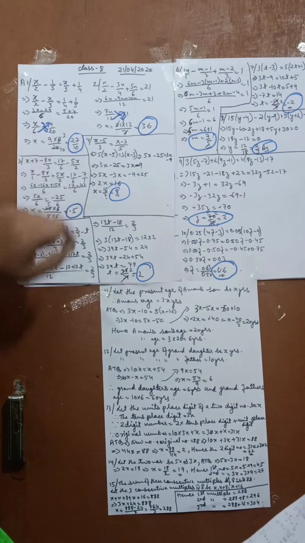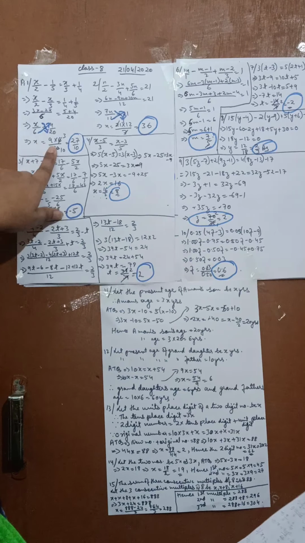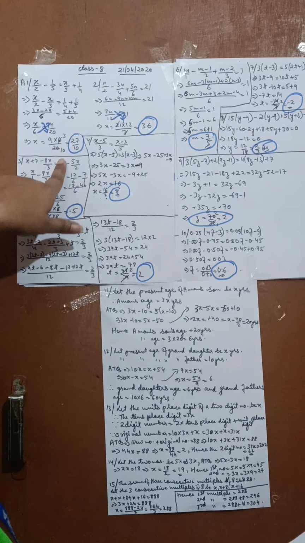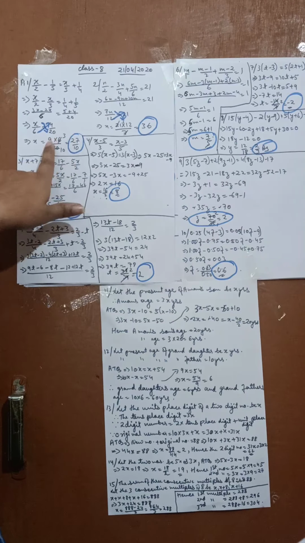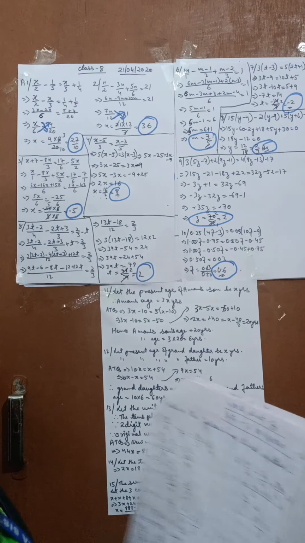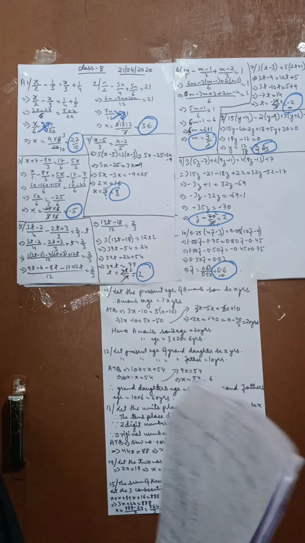So now we'll cross multiply it. After cross multiplying, we'll get x is equal to 9 into 6 divided by 20. So 2 3s are 6, 2 10s are 20. So 3 into 9 is 27 and 10 is the denominator. So the value of question number 1 is x is equal to 27 by 10.